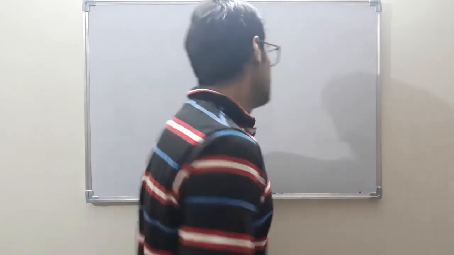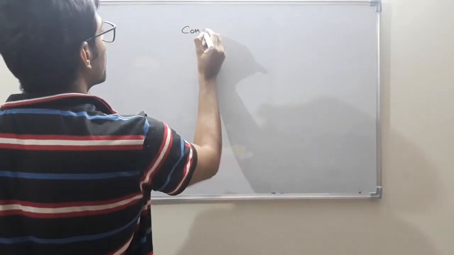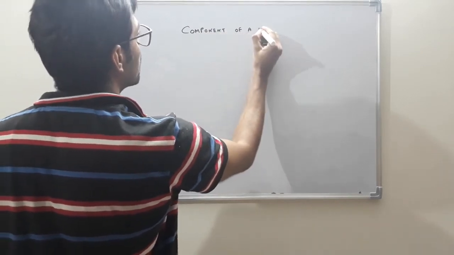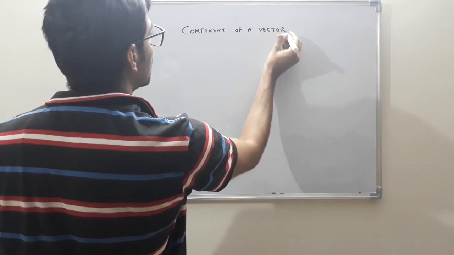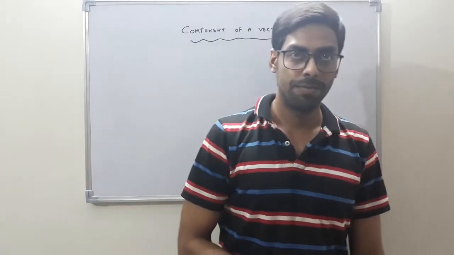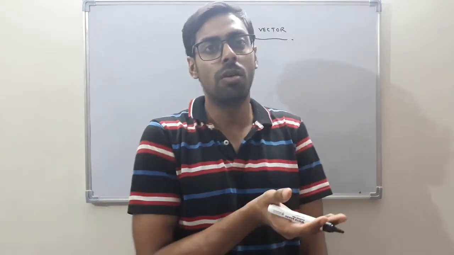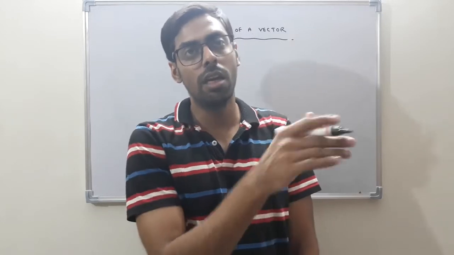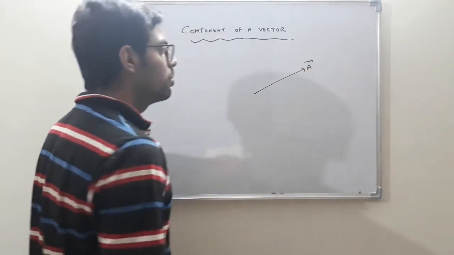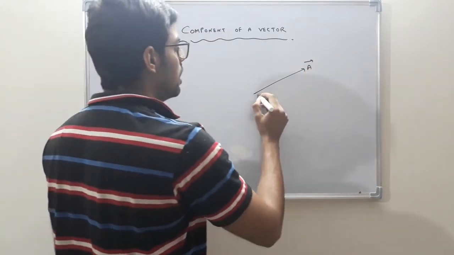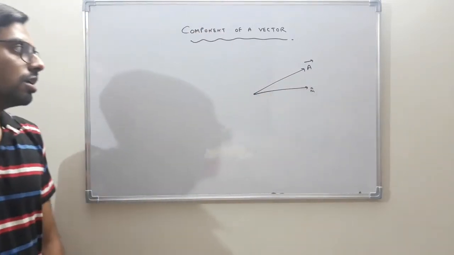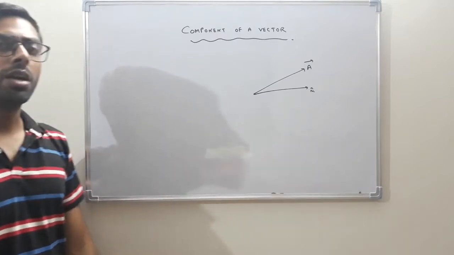So, what is the component of a vector quantity? Actually, the component of a given vector in a given direction. You have to find the component of a given vector in one direction only. Suppose it is a vector A, and you have been asked to find the component of this vector in the direction n hat. Suppose you have to find this component along n hat.